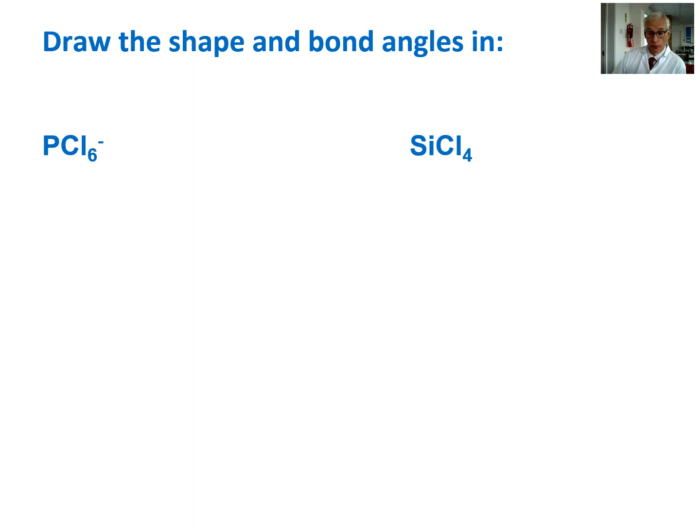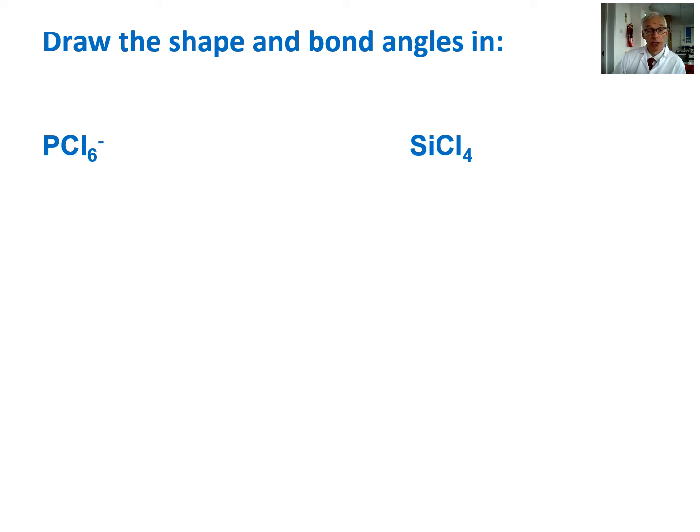So here are 2 problems. Phosphorus hexachloride and silicon tetrachloride. Could you determine the shape, name the shape and the bond angles for those 2 covalent molecules? Start with dot and cross diagrams. Look at the numbers of electron pairs around the central atom, determine the shape and bond angle. Pause the video, come back when you're ready.